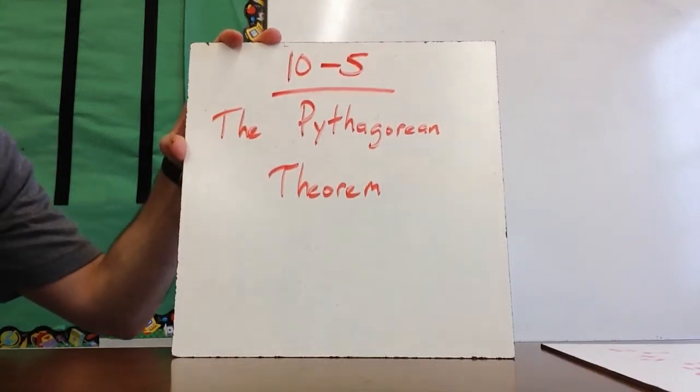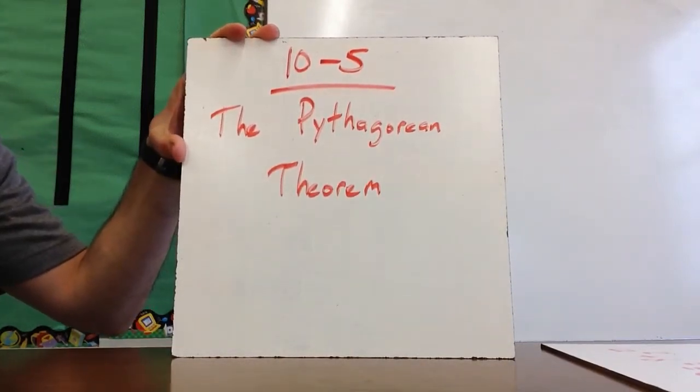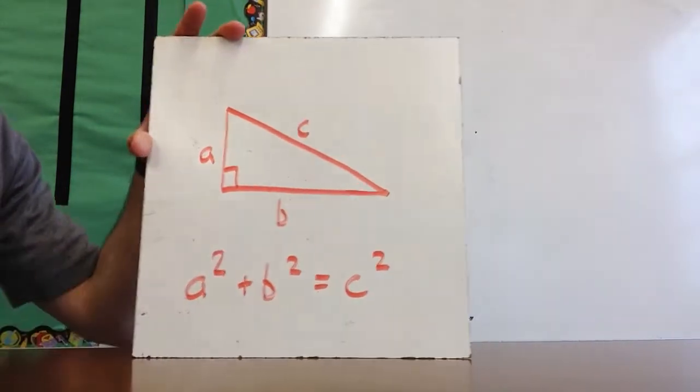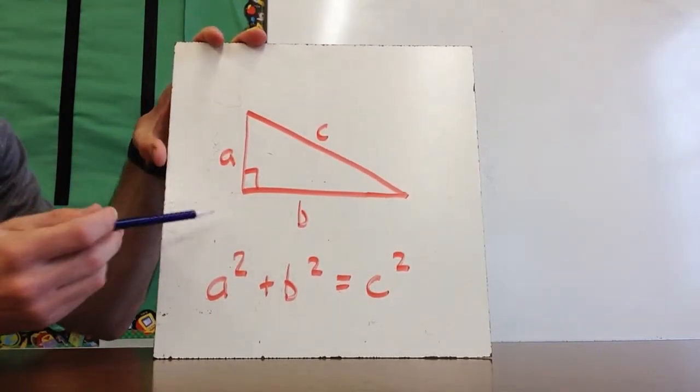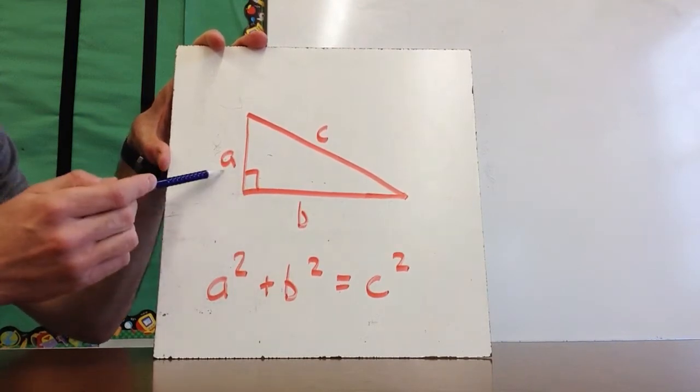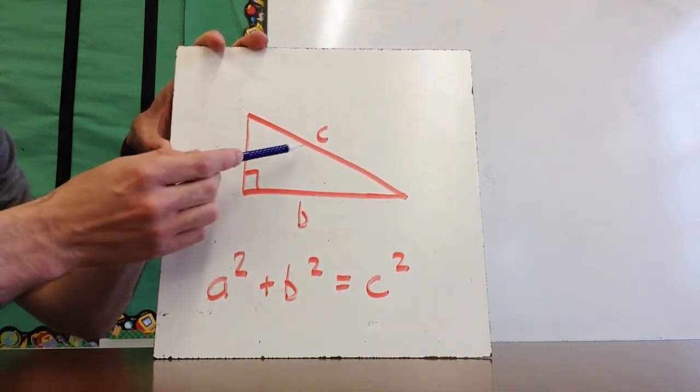This video will discuss chapter 10.5, the Pythagorean Theorem. This is a theorem that's named after its founder, Pythagoras. And what he found is that in a right triangle, this only works in right triangles, if you take the sum of the squares of the two legs, it equals the square of the hypotenuse.